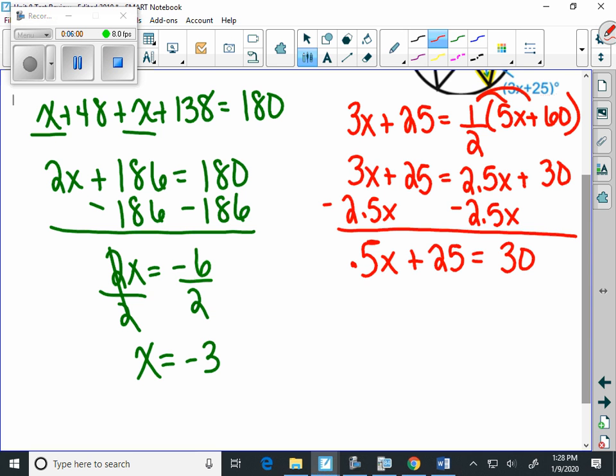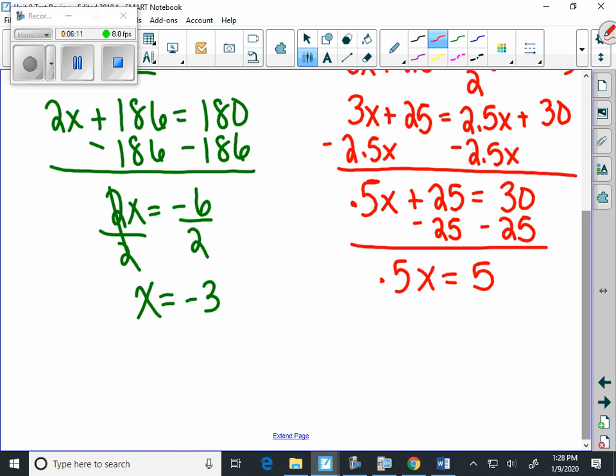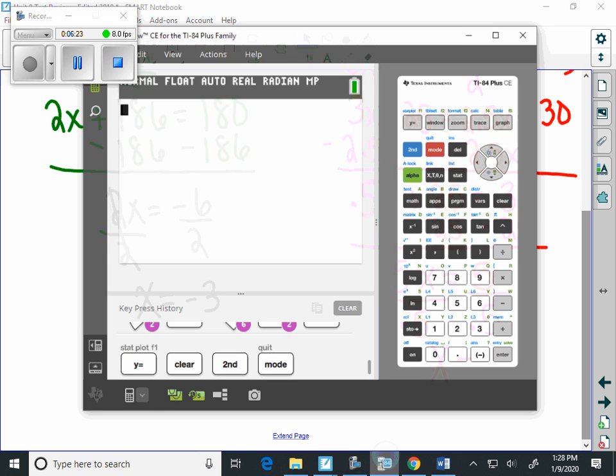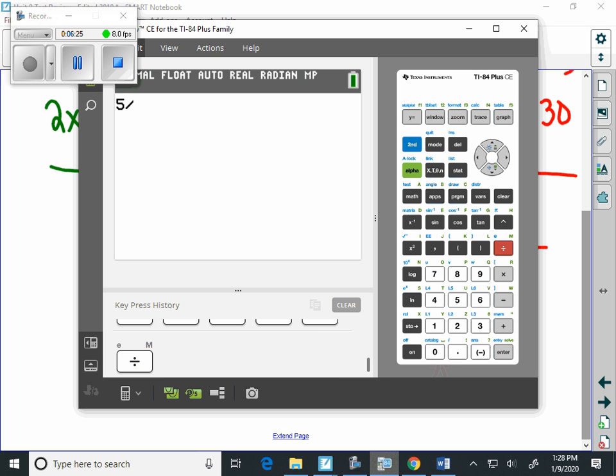Then we're going to subtract the 25 from both sides. And we get 0.5x equals 5. And finally, we can divide both sides by 0.5. And I will type that into the calculator, and I recommend that you type it into a calculator with decimals. 5 divided by 0.5 gives us 10.